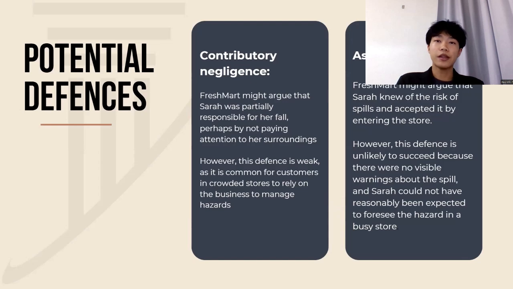The second potential defense is assumption of risk, where Freshmart might argue that Sarah knew the risk of spills and accepted it by entering the store. However, this defense is unlikely to succeed because there were no visible warnings about the spill, and Sarah could not have reasonably foreseen or expected the hazard in a busy store.